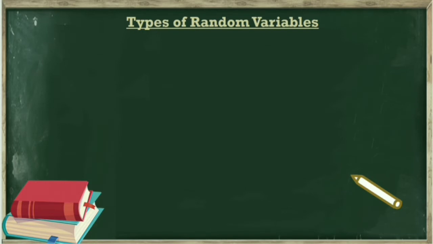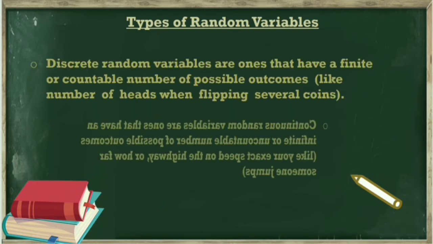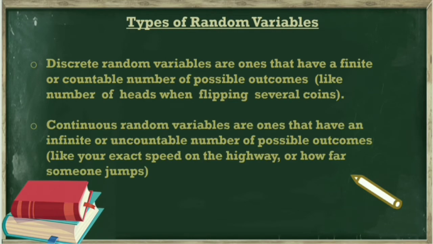Types of random variables: discrete random variables and continuous random variables. First one, discrete random variables are ones that have a finite or countable number of possible outcomes, like the number of heads when flipping several coins. And second one, continuous random variables are ones that have an infinite or uncountable number of possible outcomes, like your exact speed on the highway or how far someone jumps.